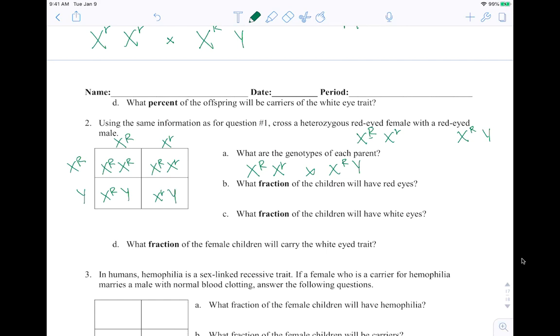Okay, so what fraction of the children will have red eyes? Well, anything with a capital letter. 1, 2, 3. 3 out of 4 will have red eyes. What fraction will have white eyes? This one right here. 1 out of 4.